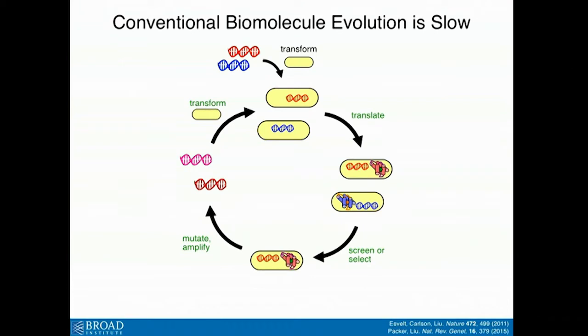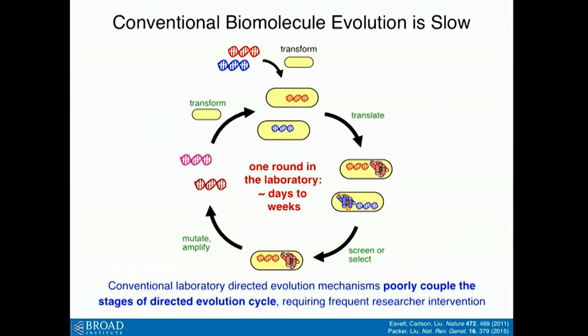And typically, a conventional directed evolution report will have something on the order of 5 to 10 rounds of directed evolution. And the reason for this is that each round can take on the order of days to weeks to complete if everything is working, right? So because we're scientists, troubleshooting is the number one thing that we do, and so this can take significantly longer than this amount of time.